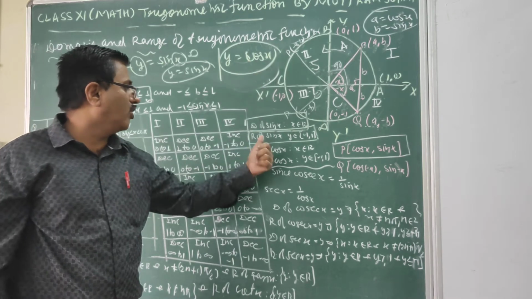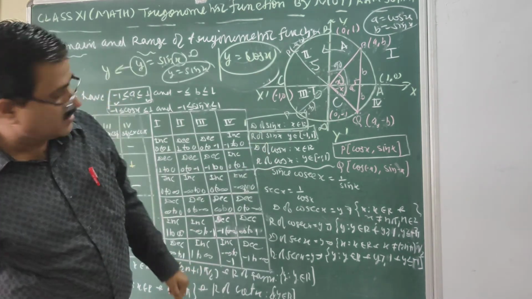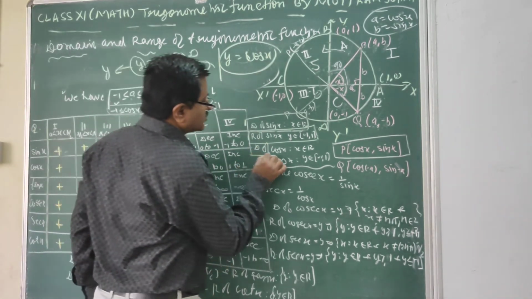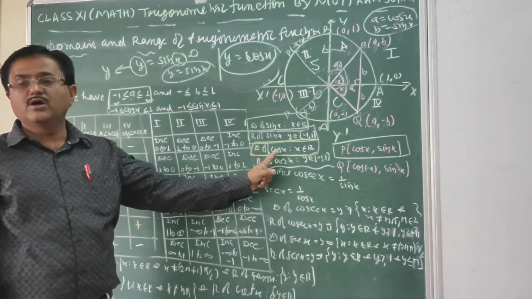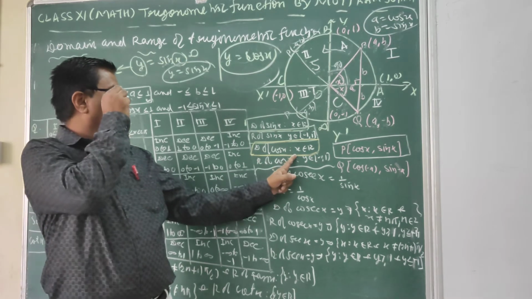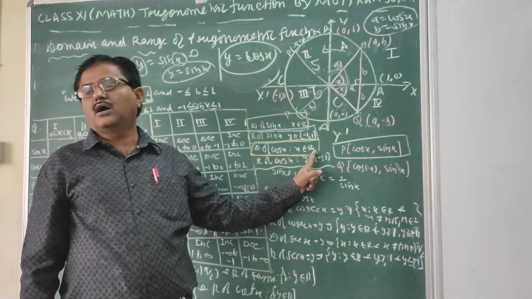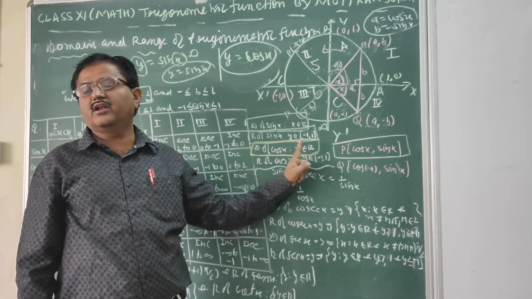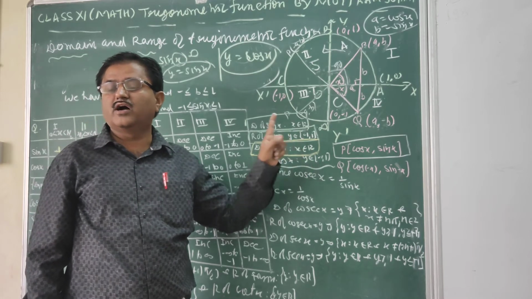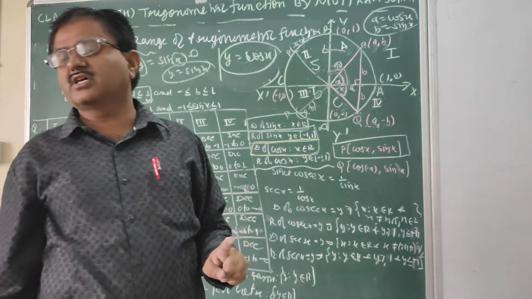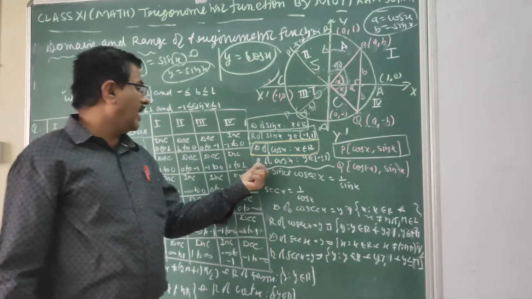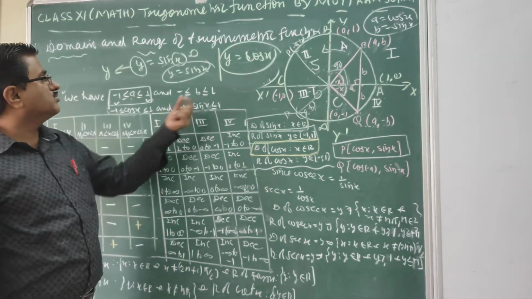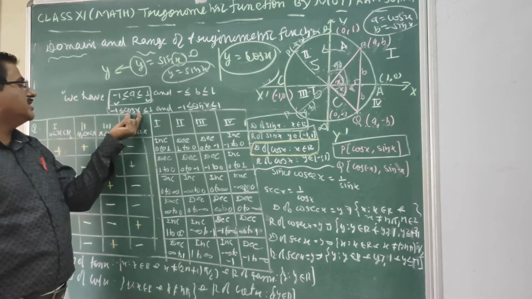It means the domain of cos x is all real numbers. We write the domain of cos x as x belongs to all real numbers. So sin and cos both have the same domain. And for the range of cos x, the range is the value of y, that is cos x.